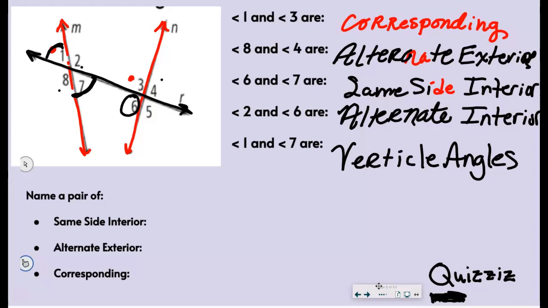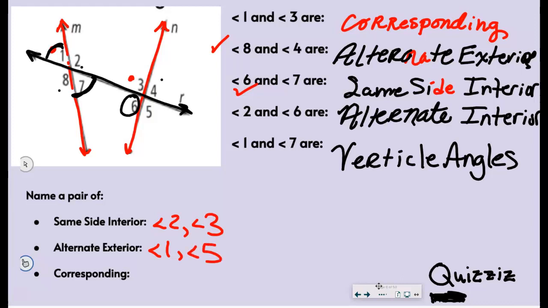Now it says name a pair same side interior. Let's do a different pair than 6 and 7. So angle 2 and angle 3 are inside the 2 red lines and on the same side. Alternate exterior. Let's choose a different pair than 8 and 4. So let's stay on the outside, but hop the transversal. So angle 1 and angle 5.